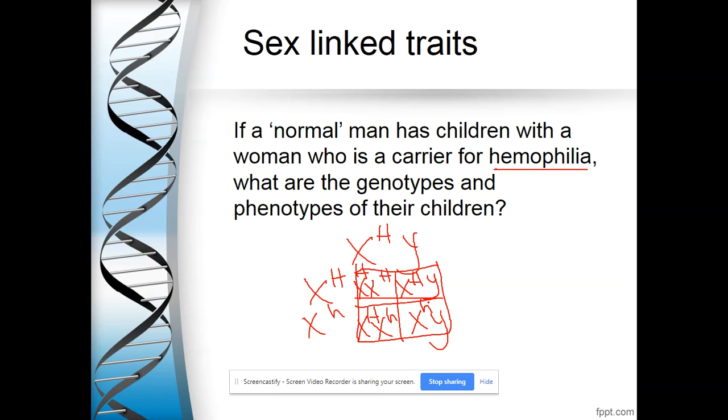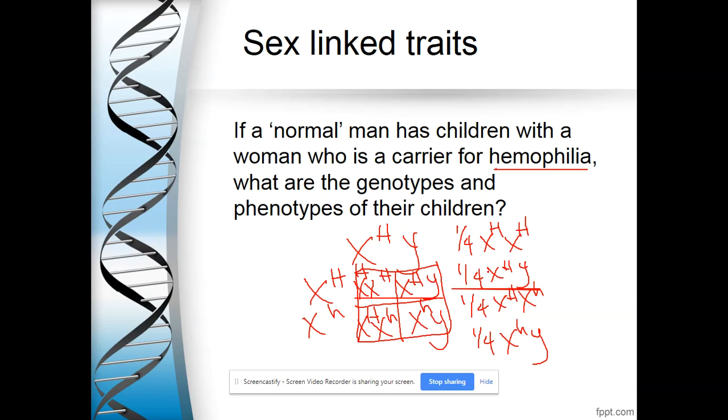So genotypically, we have a bigger spread. So there's 1 out of 4 totally normal, not a carrier female, 1 out of 4 normal male, 1 out of 4 female that has a normal phenotype. She can clot her blood, but she is a carrier. And then we have that 1 out of 4 male with hemophilia, so with that blood clotting disorder.